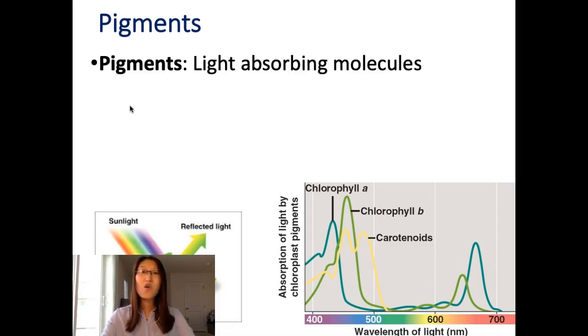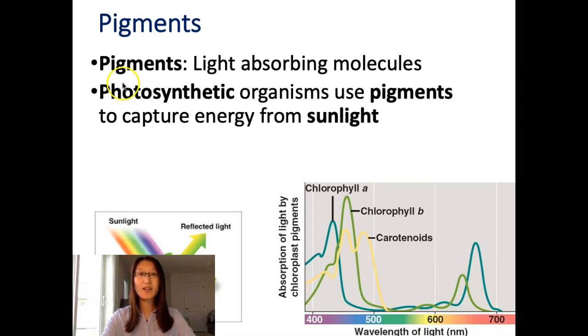So pigments, what they really are, they're not just colors. What they do is that they absorb light. And while they're absorbing light, they're also absorbing energy. So photosynthesis allows organisms to use pigments to capture energy from light. So it's important to know the function of a pigment for the plants, at least, is to capture energy from sunlight.